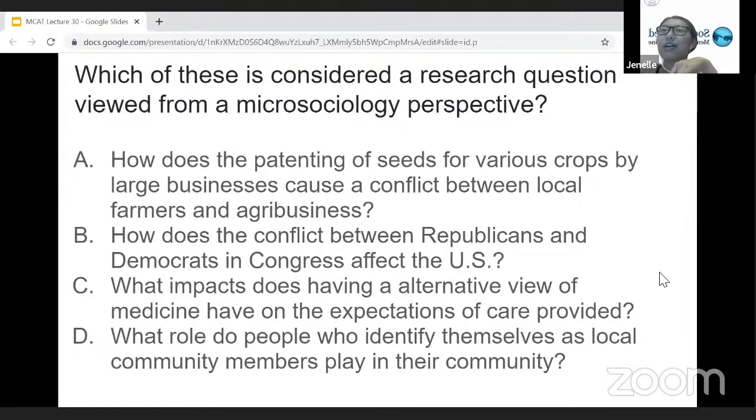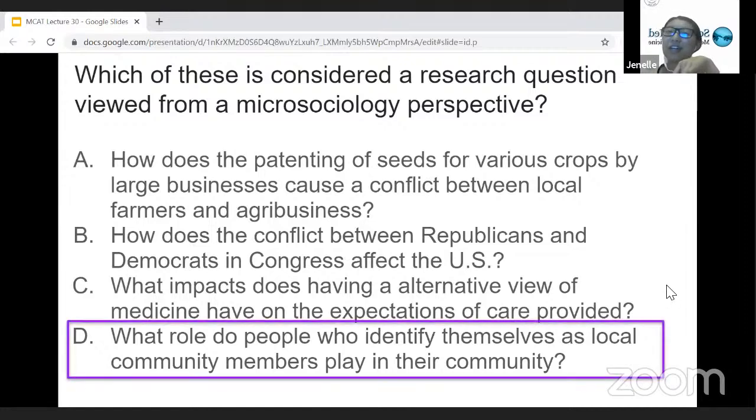So right here we have the answer is choice D. I'm just going to briefly go over it because I think most of you got it, but in case there are any questions about it. The question asks, which of these is considered a research question viewed from a microsociology perspective?